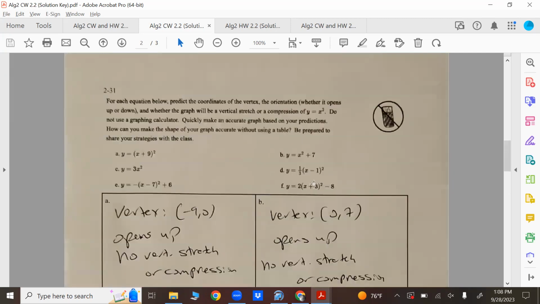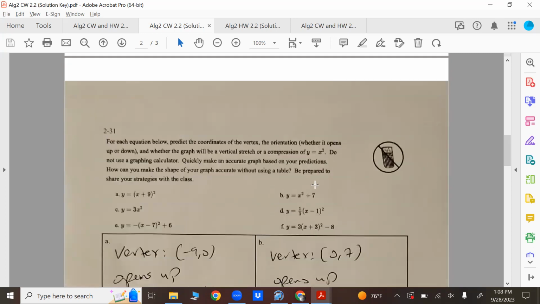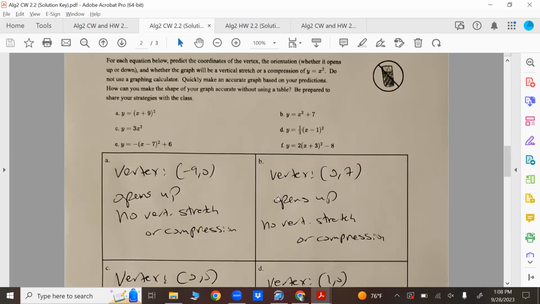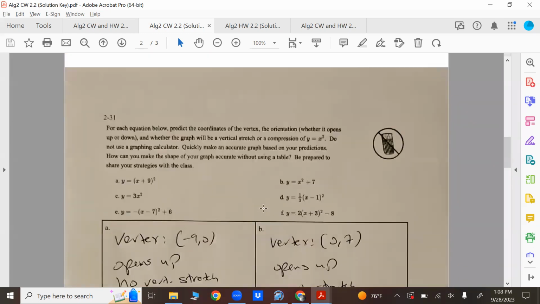And you know if you open up or down depending on the A value. A is the leading coefficient, or the coefficient in front of X squared. So if it's positive, opens up. In the case for all of them except for E, of course, opens down. And then stretching or compression, if the A value is bigger than 1, or the absolute A is bigger than 1, that's a vertical stretch. If it's between 0 and 1, it's a vertical compression. So that's all filled out over here for you guys.